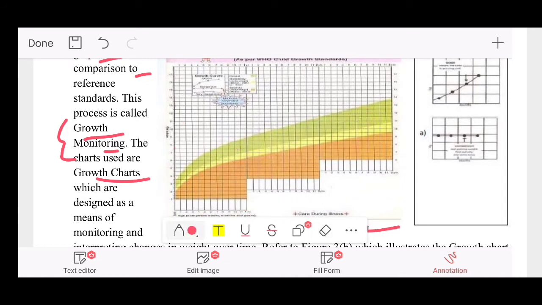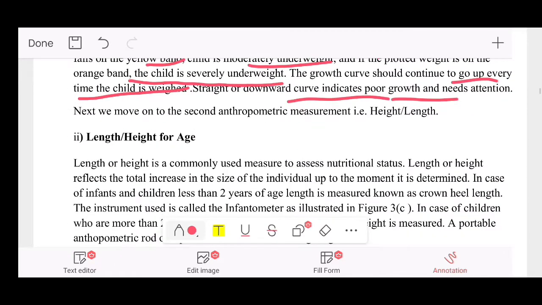See, if the curve goes upwards, then the child is growing and becoming a healthy baby or healthy person. But if the curve goes downwards or goes straight, then we can say that their age is growing but their weight is not growing. That's why they will become underweight. Okay, so this was about the weight according to the age.